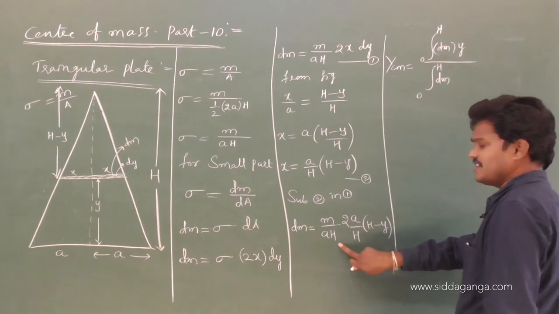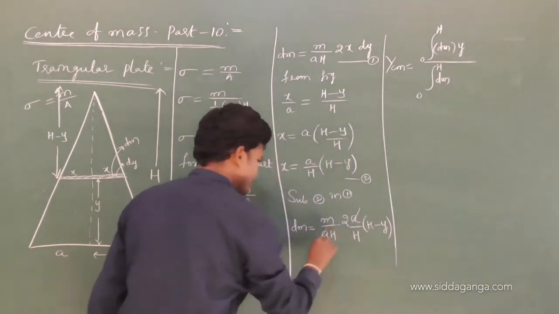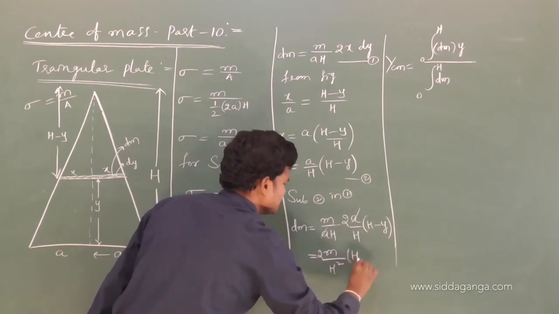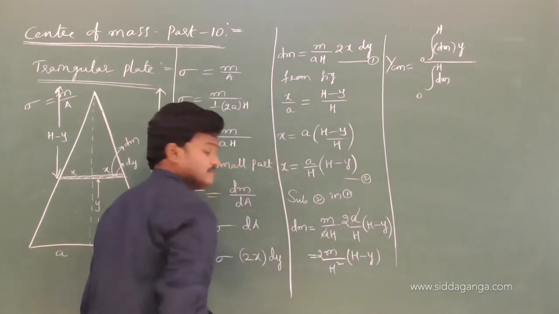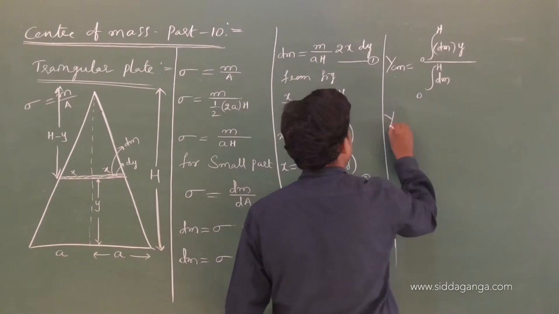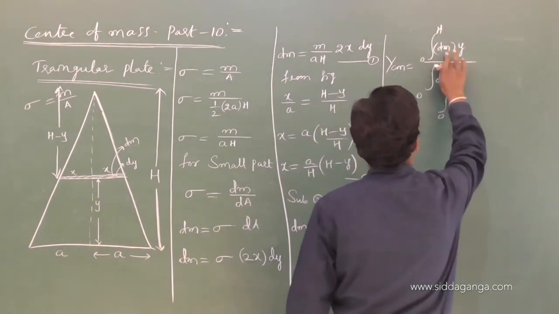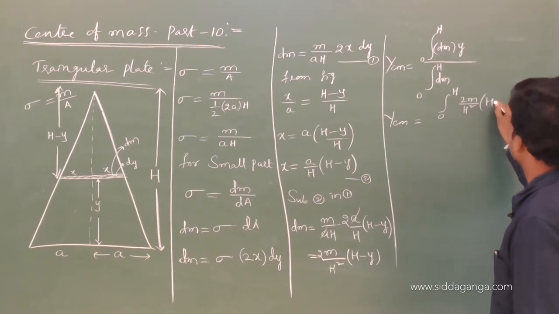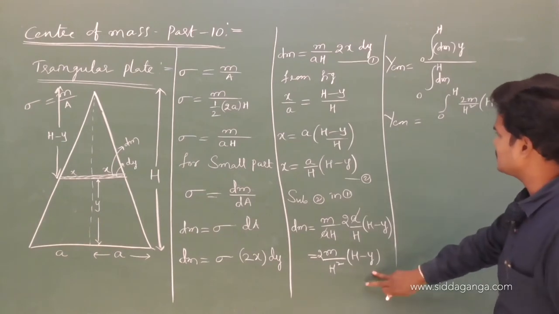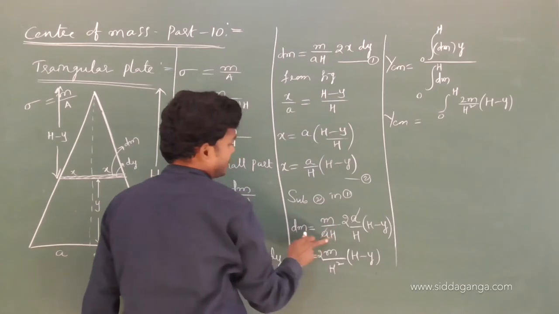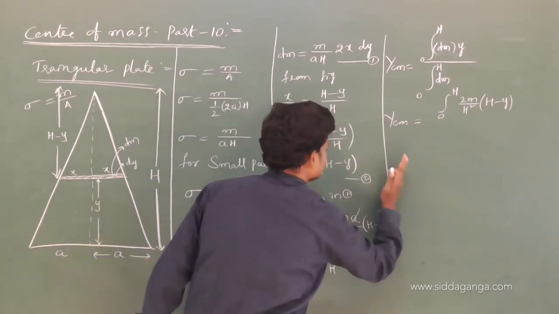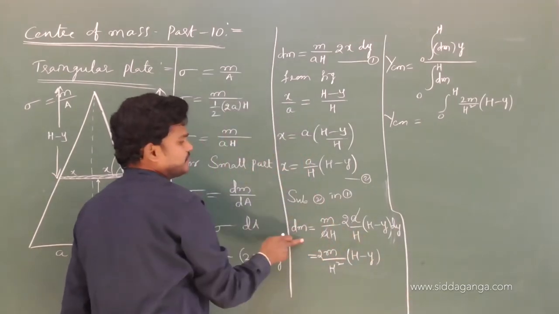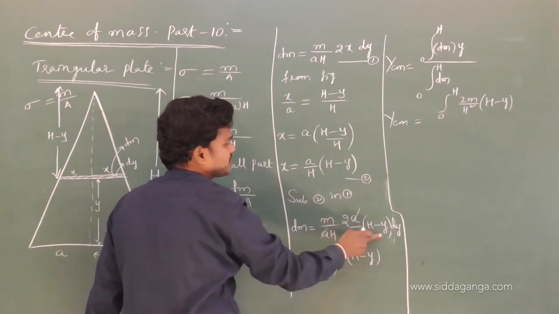Substitute the dm value here. Are any terms cancelled? a gets cancelled. 2m by h square you write in front, h minus y. Do the simplification carefully. So here, y center of mass, integration of 0 to h, dm. What is dm? 2m by h square, h minus y, and this y is there, and one more h minus y. See, I substituted m by a h by 2, and here I missed. You see the mistakes. dy is there from 1. Check the calculations. dm is equal to m by h by 2, x is nothing but a by h into h minus y, dy as it is written.